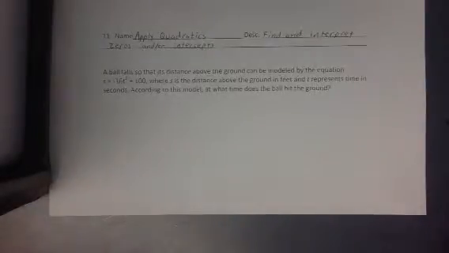Okay, number 11. It says a ball falls so that its distance above the ground can be modeled by the equation s equals negative 16 t squared plus 100, where s is the distance above the ground in feet and t represents time in seconds. According to this model, at what time does the ball hit the ground?